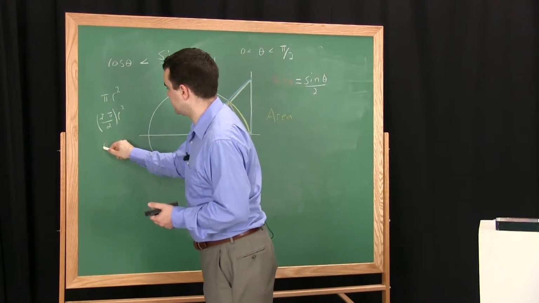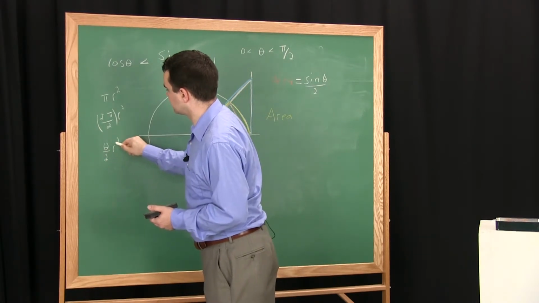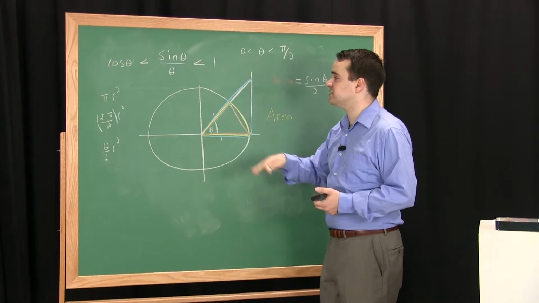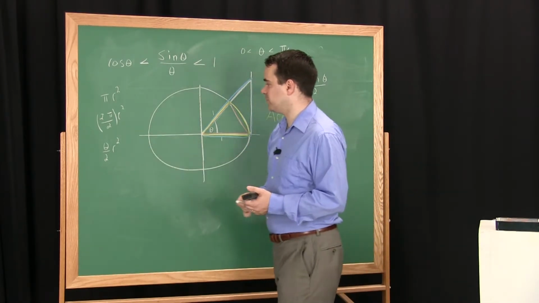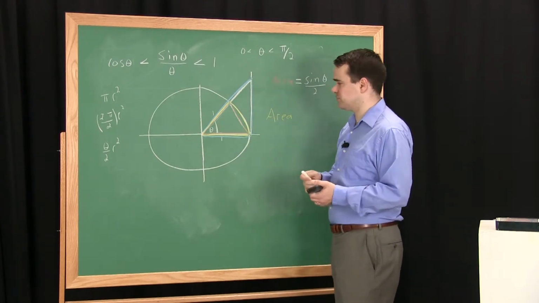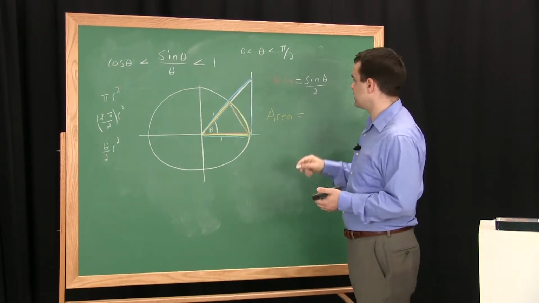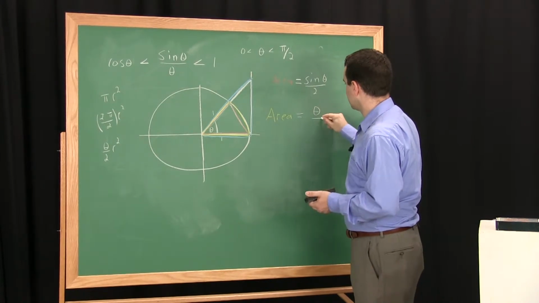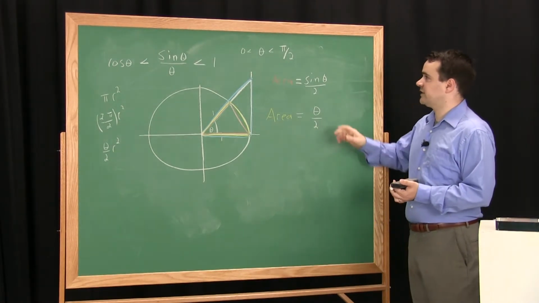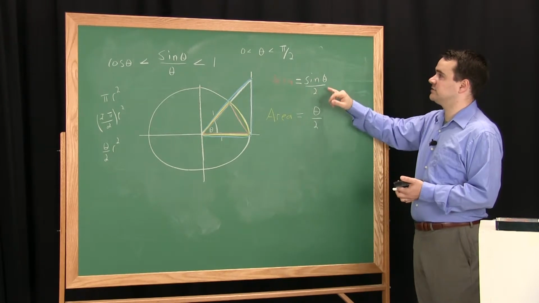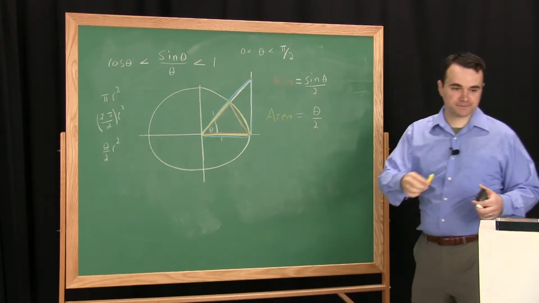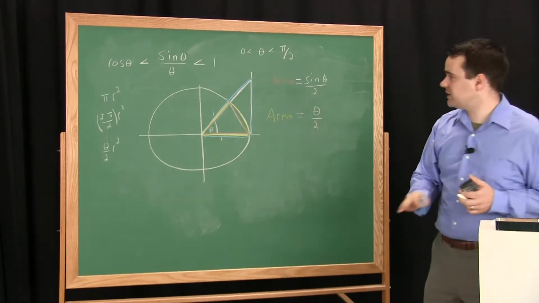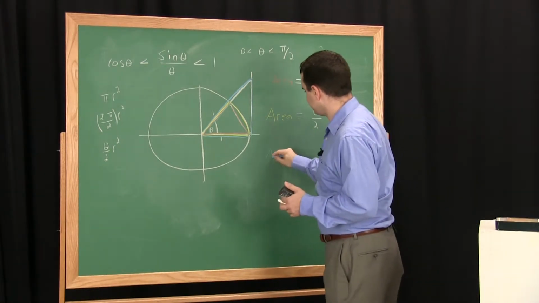So this formula is actually theta over 2 times r squared. But if theta is not equal to 2 pi, if theta is smaller, then this is the general formula. And here our radius is equal to 1. So this area is nothing but theta over 2. That's the trick. That's how I'm going to compare theta to sine theta. But I need one more thing. I need to figure out what's the area of this big blue triangle.